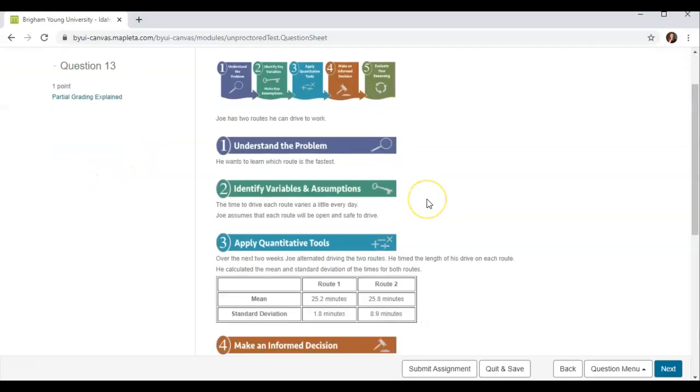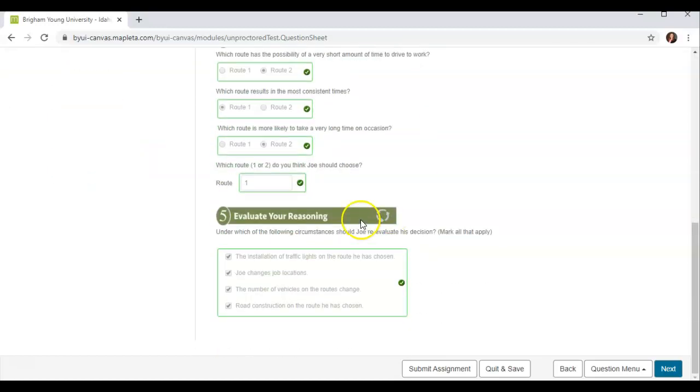We can verify how I did and look for all of our green check marks. Looks good, and we can move to the next one.